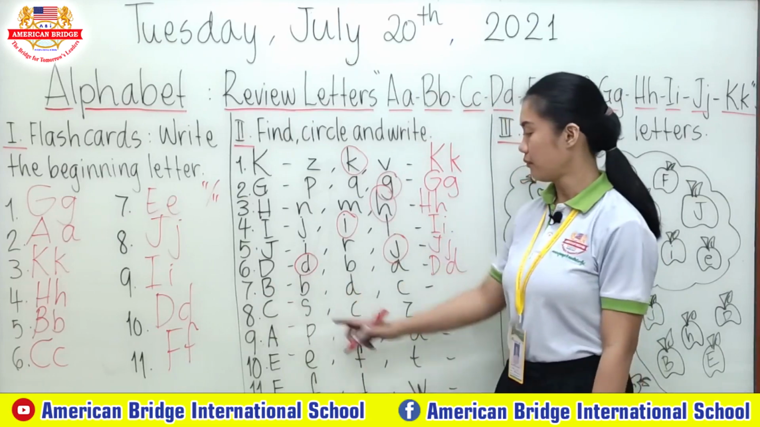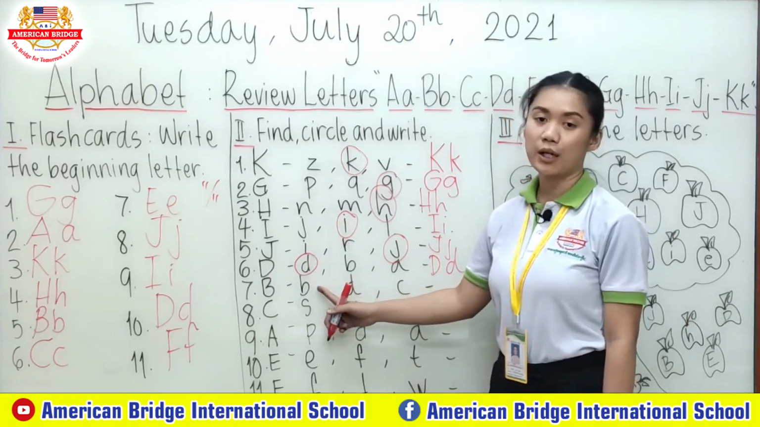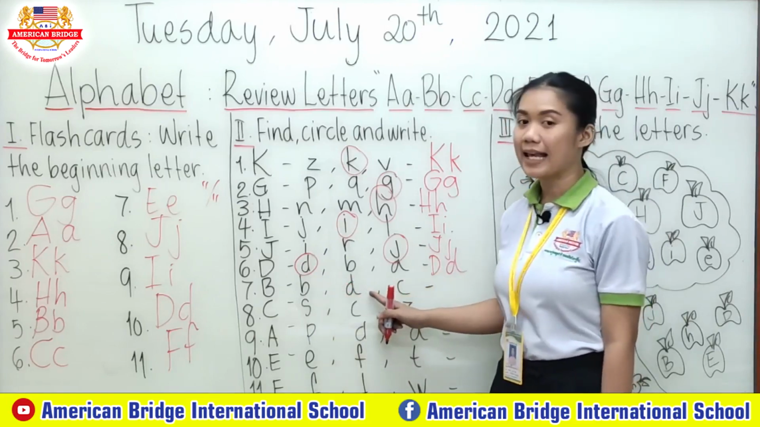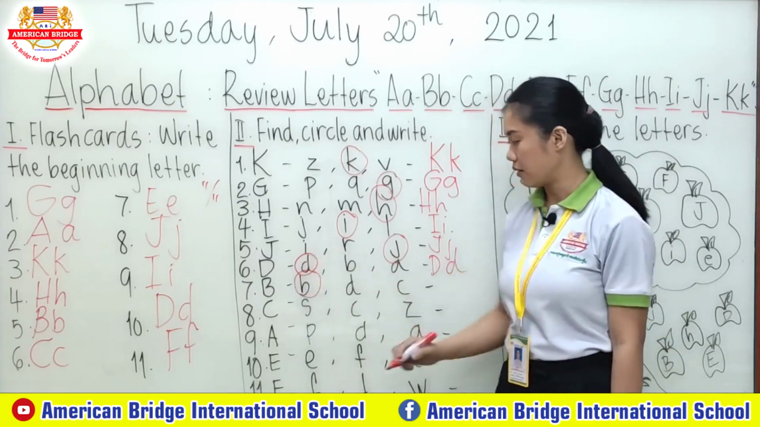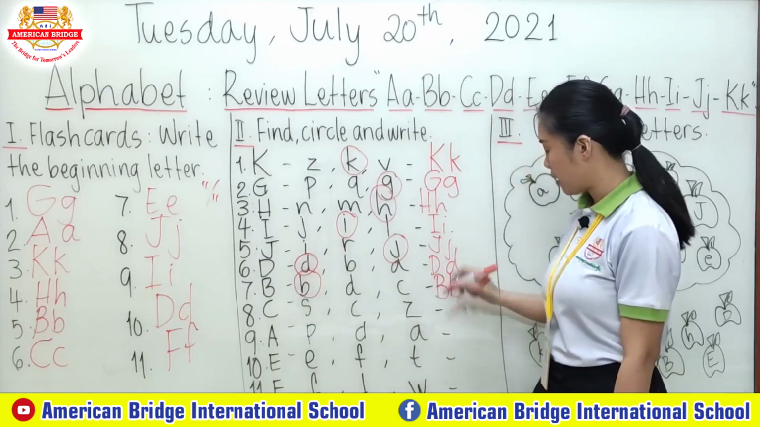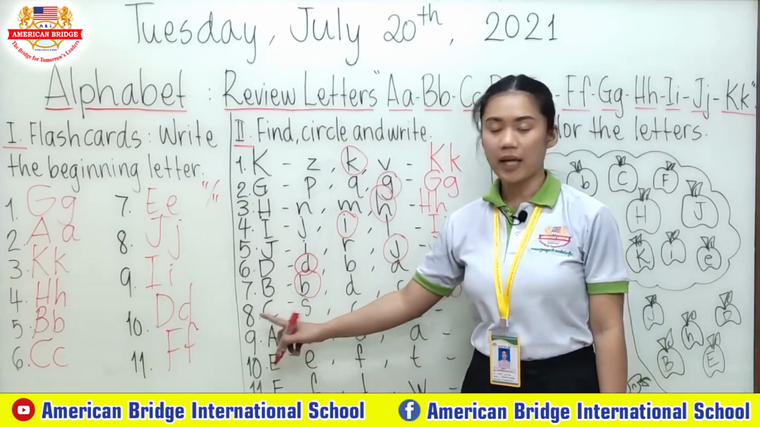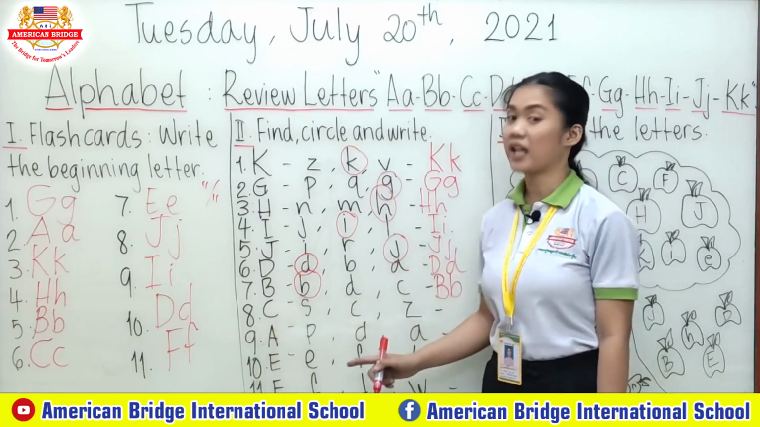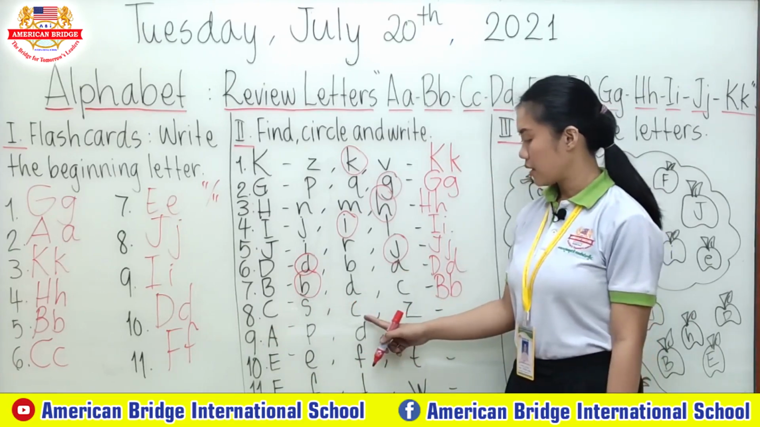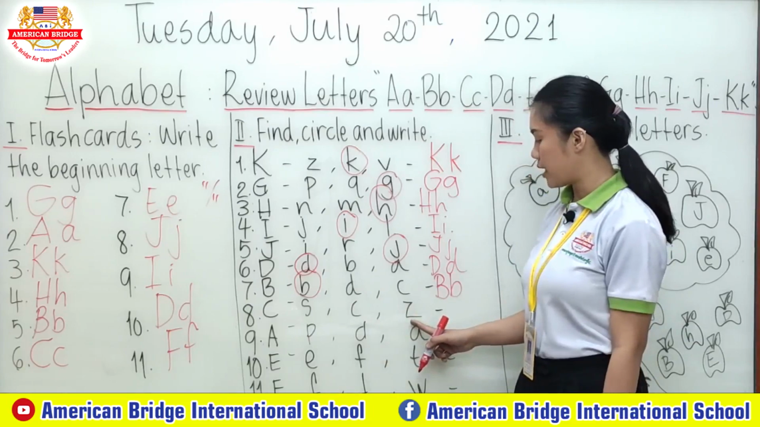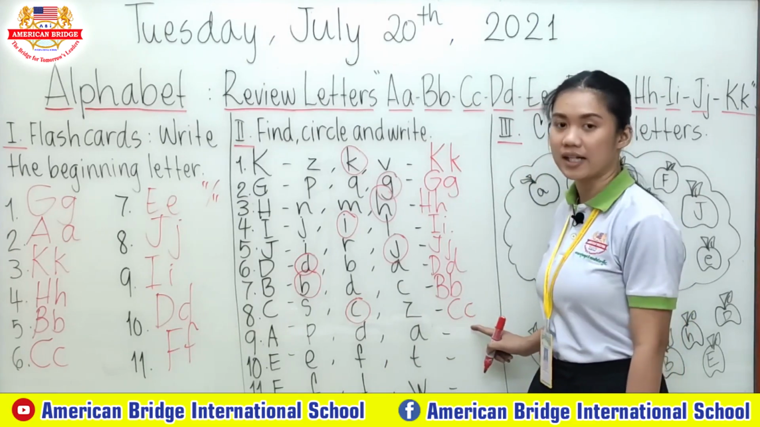Next, number seven, everyone. Letter B. This is capital B, and we need to find the small letter B. So this is small letter B already, small letter D, and small letter C. So where's the correct answer? Here, right? Very good. Let's write the letter B. And next, number eight, capital C. We need to find small letter C, right? So this is small letter S, small letter C, and small letter Z. So this is the correct answer. And write the letter C.